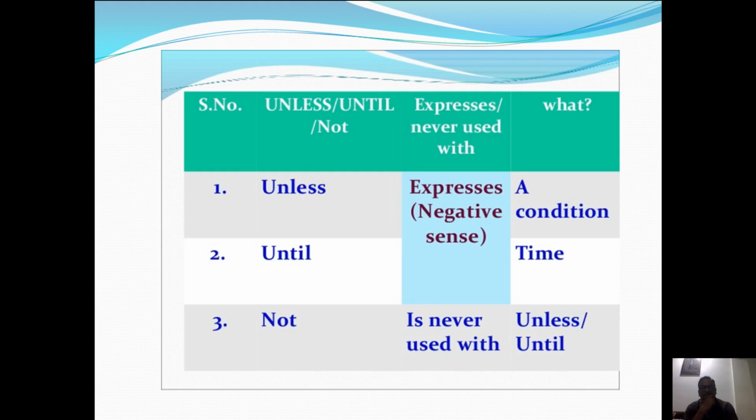Now let's check unless, until, not: what they express and how we can use them. Unless, until express a condition and a time. Generally we use them like this: unless you do this, until you do this. Not is never used with unless or until. Don't use not with unless and until. Not is not used. Getting it?